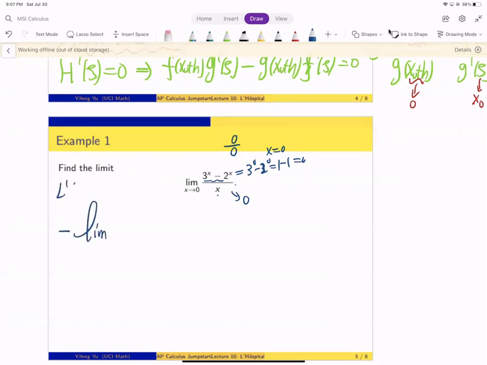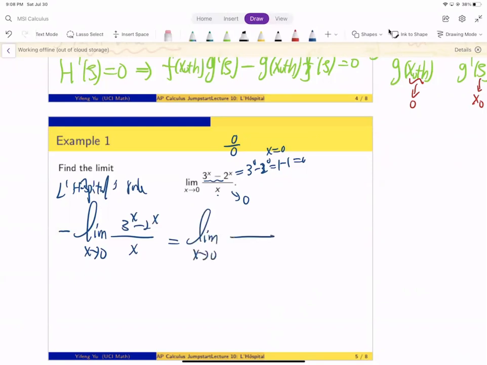Let's use L'Hopital's rule. So the limit as x goes to 0 of (3^x minus 2^x) over x. Let's take the derivative. So this is my f(x), and this is my g(x). Okay. All right. So you take the derivative.